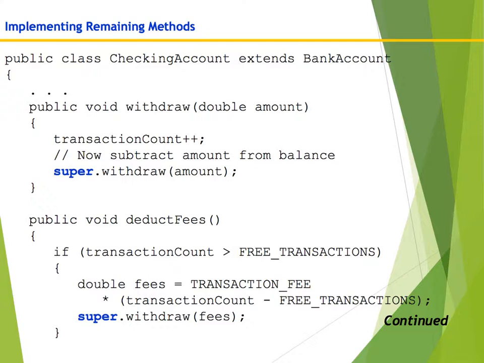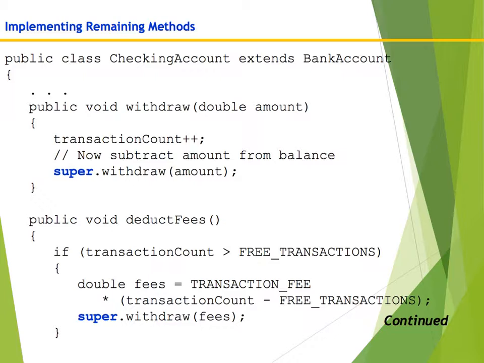Also, here is a method that we define in the checking account, and it doesn't exist in the superclass. So deduct fees has to be implemented for the first time because it's a new method inside the checking account class. So here is the body of this method. We say if transaction count is greater than free transactions, it means that we need to deduct some fees from the customer because the customer is using more than the limit of free transactions.